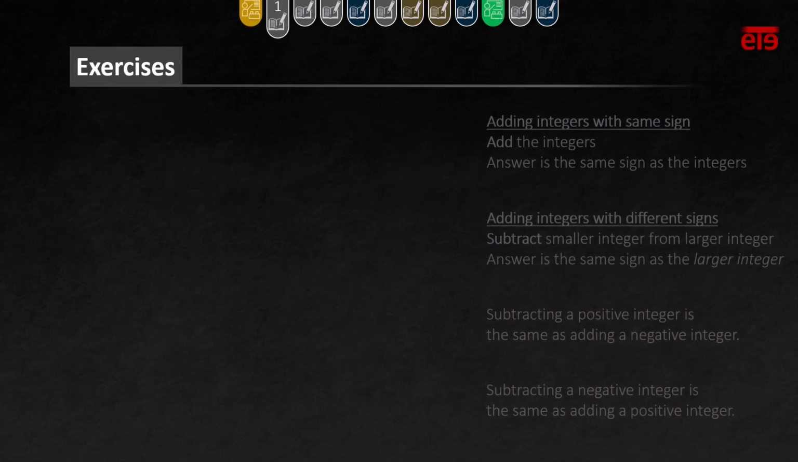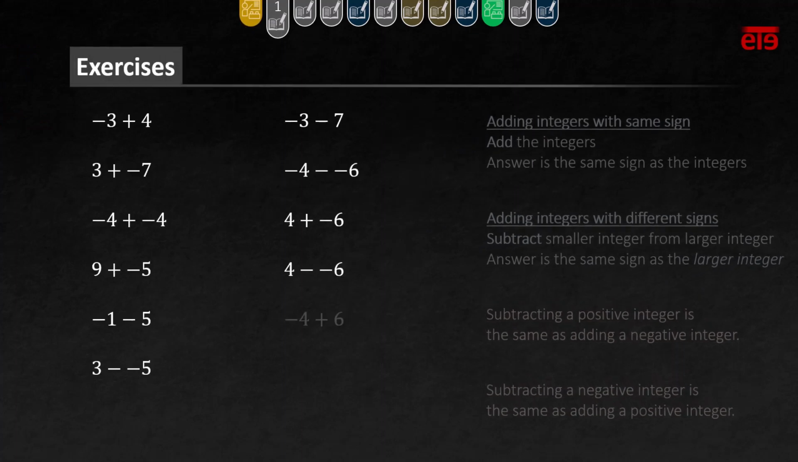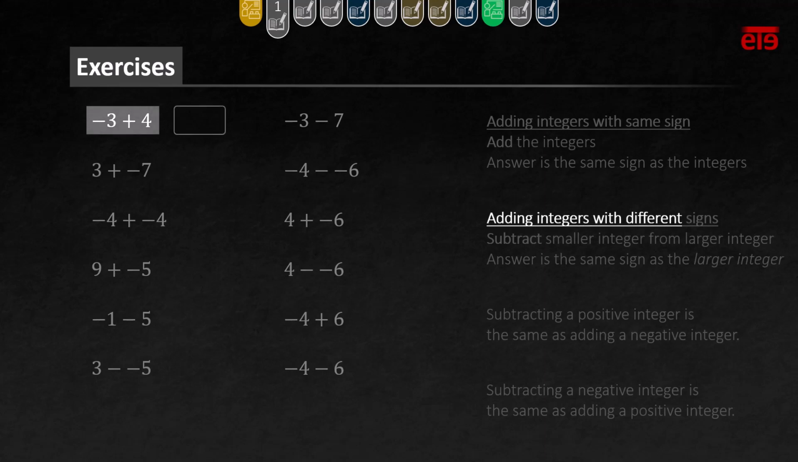In this exercise, you need to add and subtract integers. Copy on your workbook, pause the video and work out the problems. Then check your answers. Now I will explain how to solve the problems. Negative 3 plus 4 is like adding integers with different signs, negative 3 and positive 4. So we need to subtract the smaller integer from the larger integer. 4 subtract 3 is 1 and 4 is greater. So the answer is positive 1, or we can simply write 1.